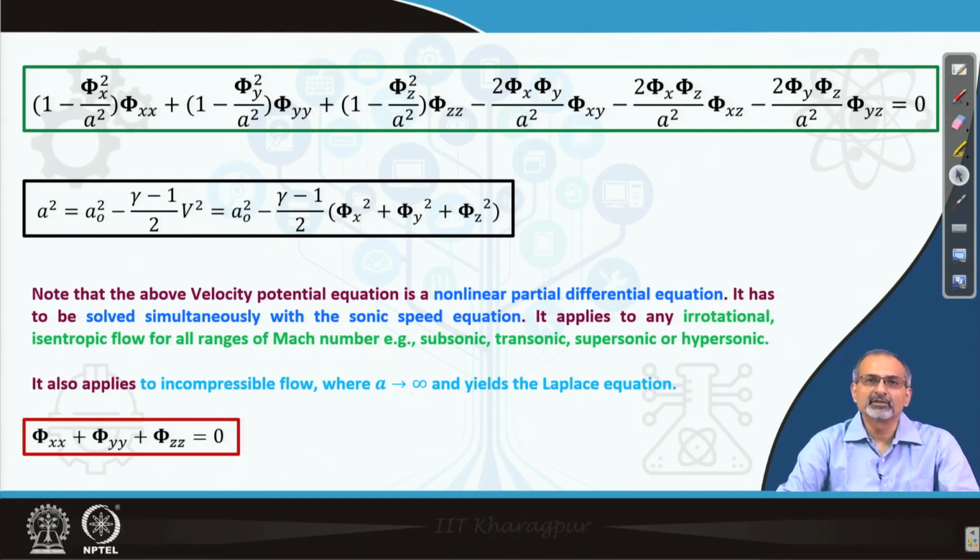It also covers compressible flows in the subsonic or transonic regime, as long as it satisfies the conditions which have to be fulfilled. It also applies to incompressible flow where a tends to infinity and yields the Laplace equation, which is in the bottommost box, the Laplacian of phi equal to 0 equation.